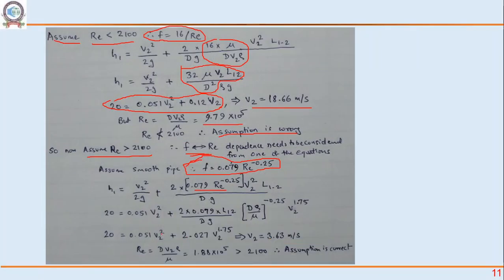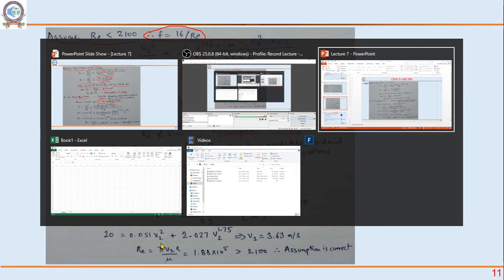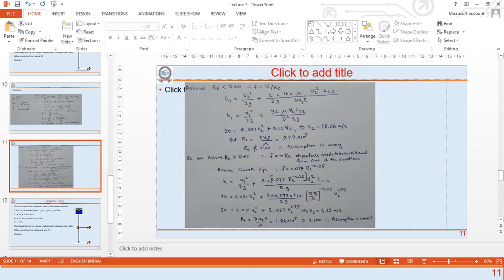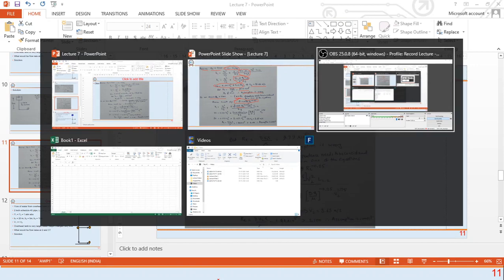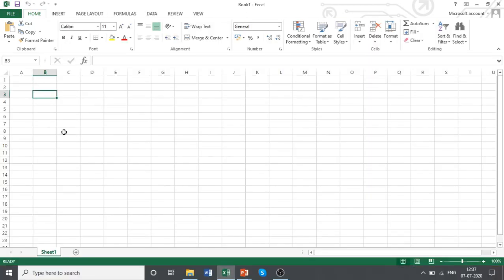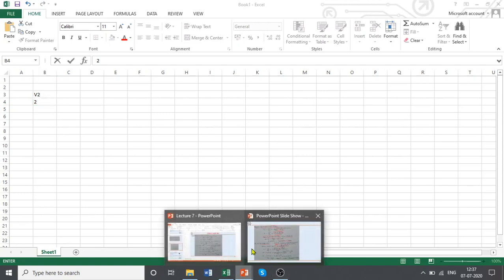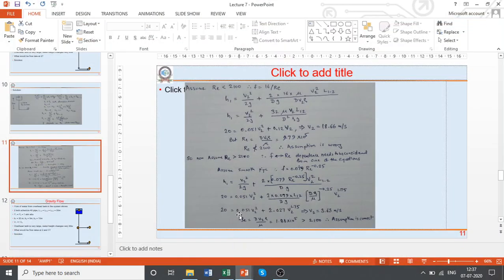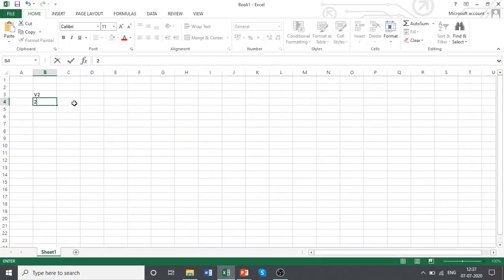Let's put this equation in Excel. What I need to do for that, let's see, open Excel. So V2. Let's just take some guess value of V2, let's say 2 meters, or let's say the previous value, some 18 meters, something like that. Now we need to put in this equation. What is our equation? It is 0.051 V2 square plus 2.027 V2 raised to 1.75. That's our equation. Let's put that in Excel.